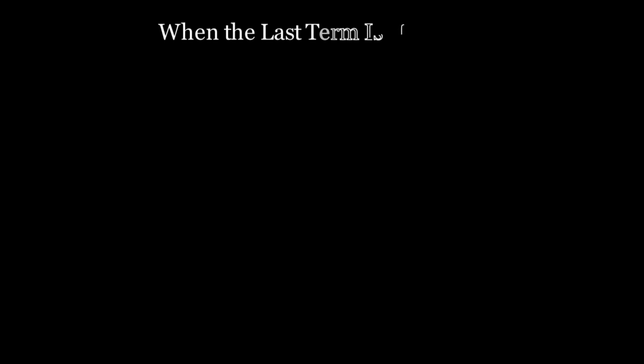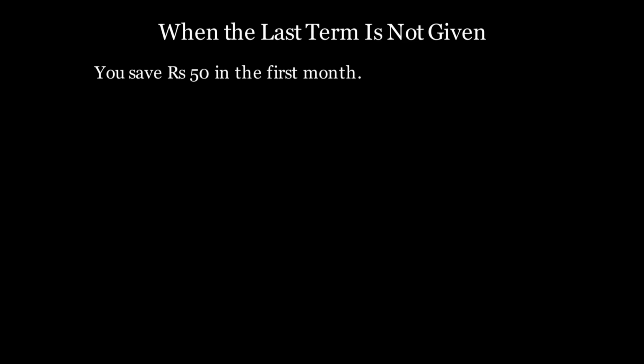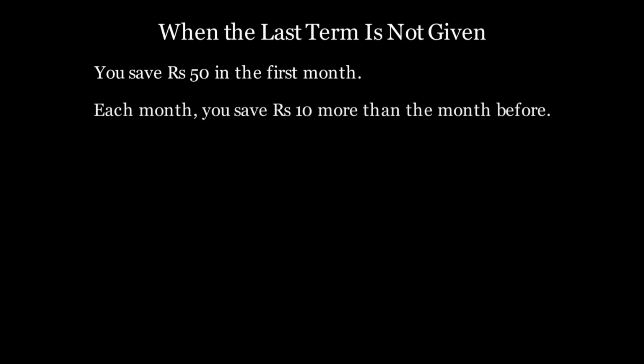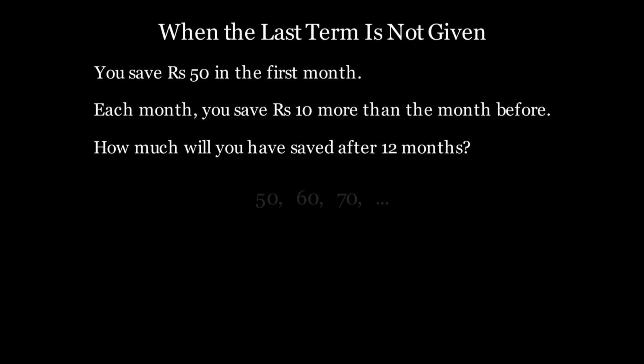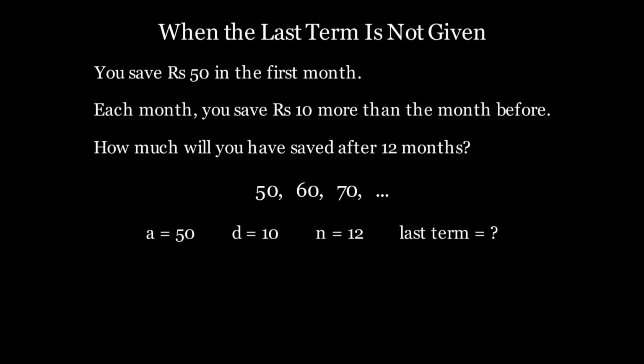How will we find the sum of an arithmetic sequence when the last term is not given? Let's look at an example of saving money. The first month you saved 50 rupees and in the coming months you are saving 10 more. So 50, 60, 70 and so on. You need to find out how many rupees you saved in 12 months. So a is 50, d is 10, n is 12 and the last term is not given.